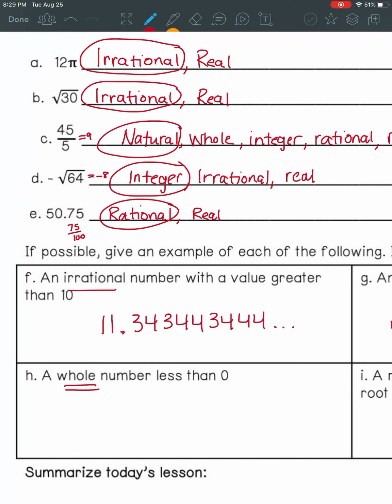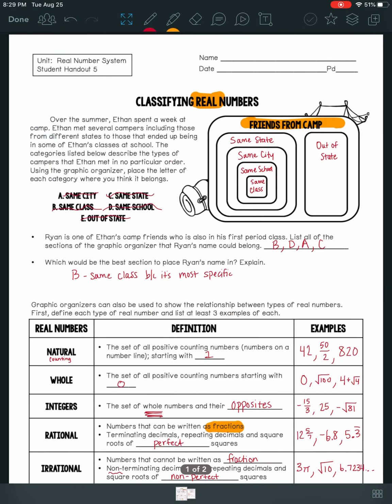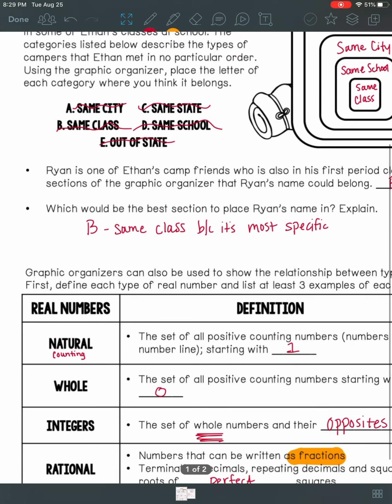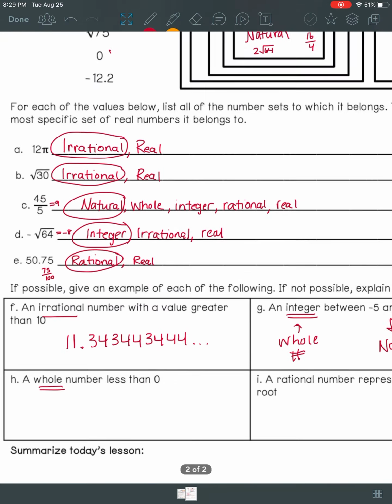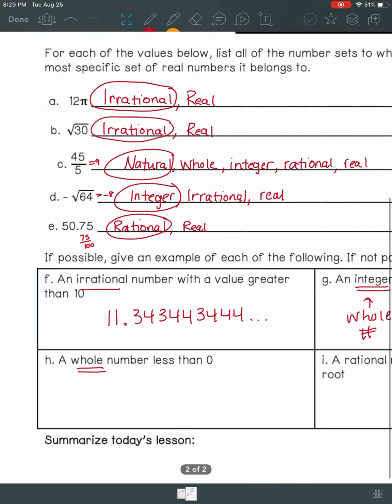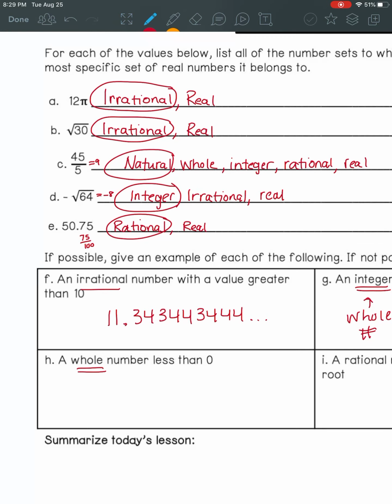Okay, a whole number less than 0. So it has to be a whole number. Remember our definition on the other side, whole number, the set of all positive. So it has to be a positive number. So a number less than 0, we're going to get into the negatives. So this is not possible, because whole numbers start with 0.